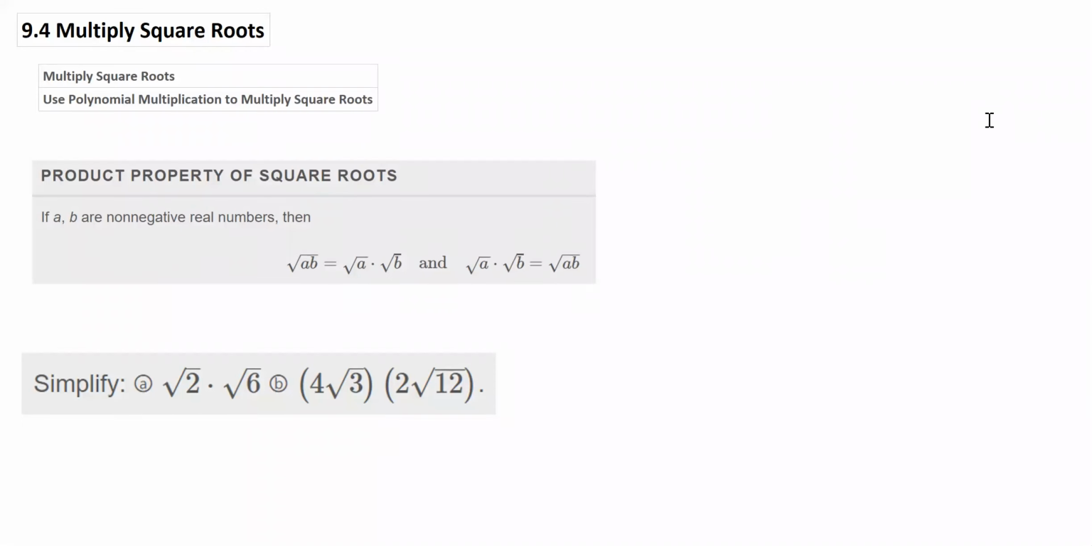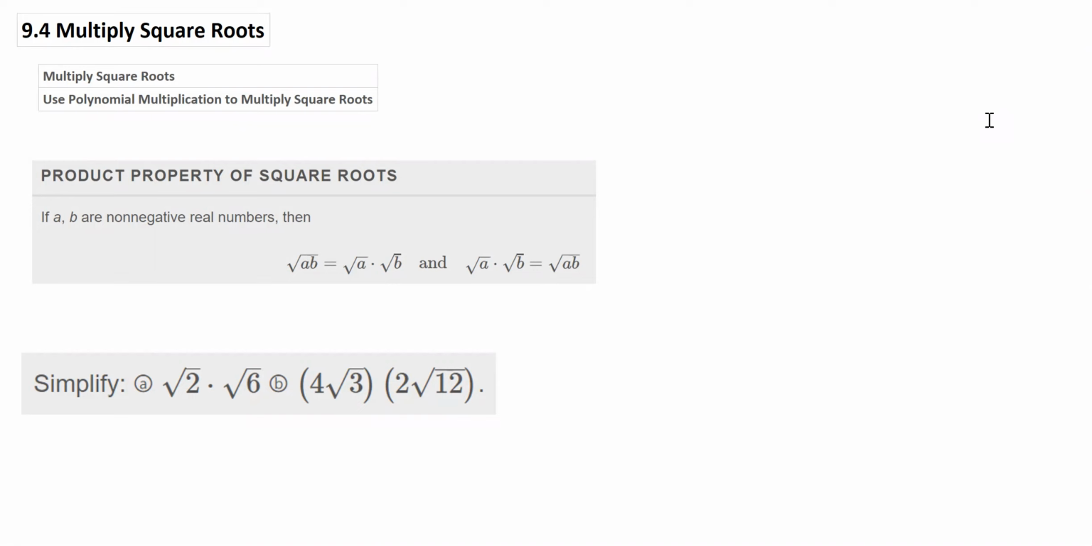Hello and welcome to 9.4, multiply square roots. We look at two objectives here: to multiply square roots and to use polynomial multiplication to multiply square roots. This is an extension of the previous section, add and subtract. And so the next operation is to multiply.